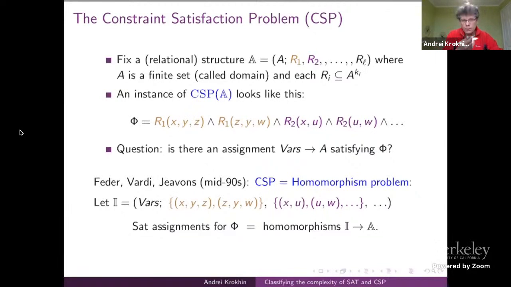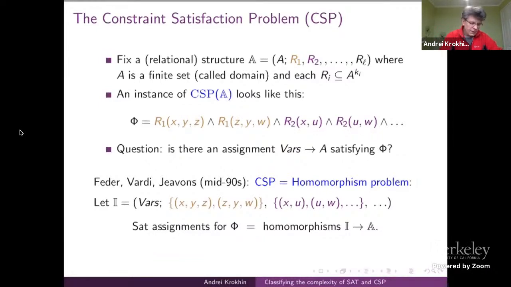So how do we do this? So let's make a new relational structure. I call it I, for instance. Its base set will be variables. These are all the variables that appear in phi. The relation corresponding to R1 contains all the tuples of variables that are constrained by R1. The relation corresponding to R2, you can see that they're color-coded here, contains all the tuples of variables to which R2 is applied, and so on.